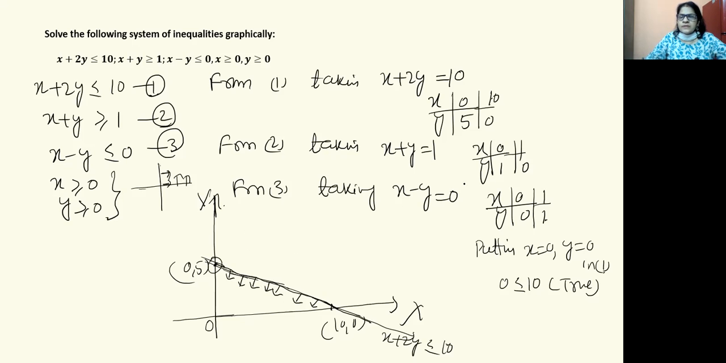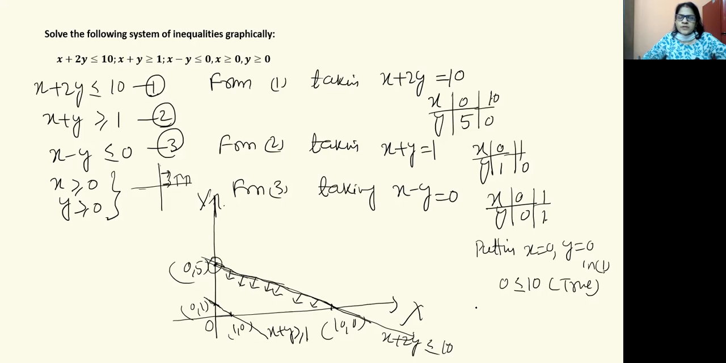Second one, (0, 1). Okay, maybe (0, 1) here. Okay, (0, 1) and (1, 0). Now join it. Okay, name it x plus y greater than or equal to 1. Again, you see the line doesn't pass through the origin.